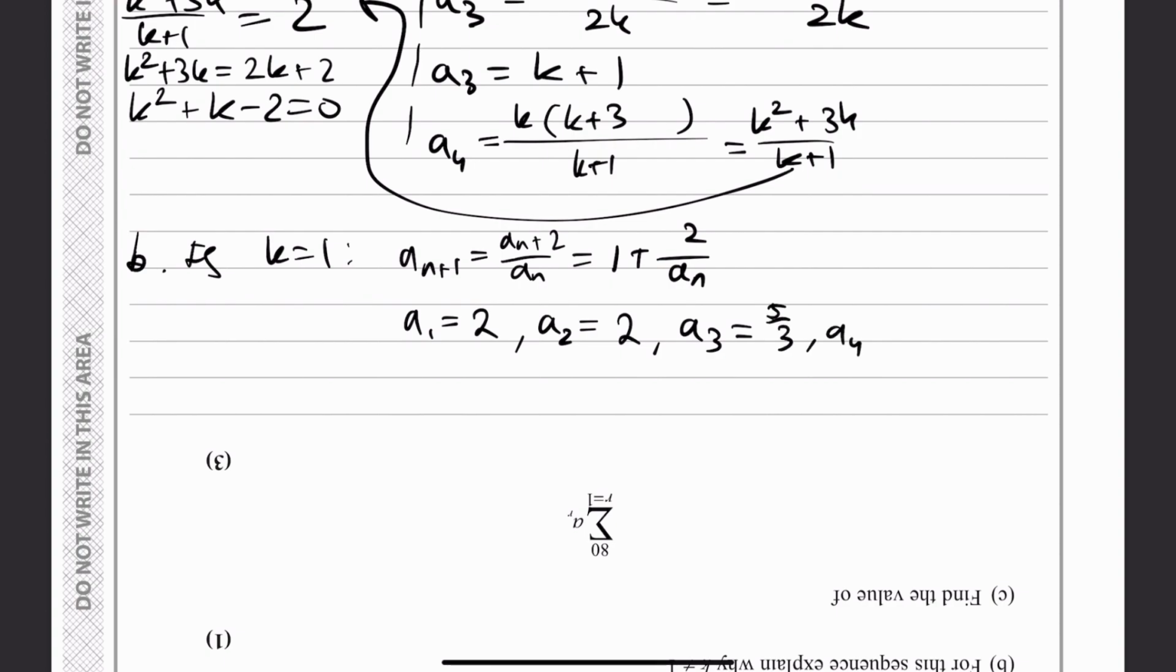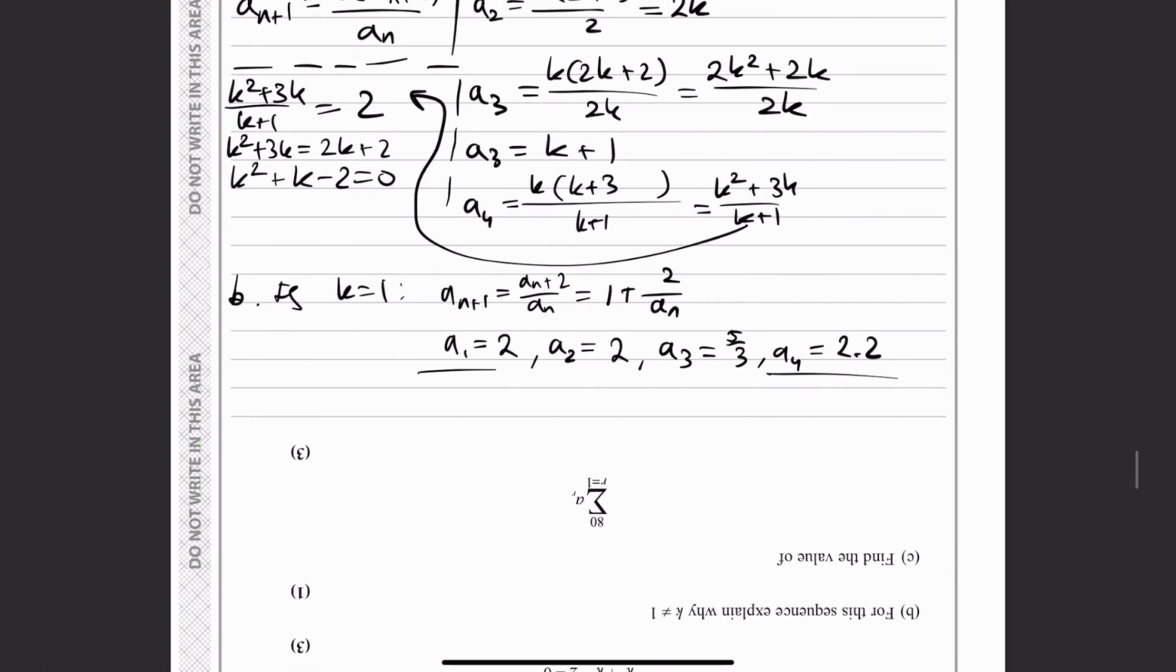A4, let's see if I can do this. So 1 plus 2 over 5 over 3, so 1 plus 6 over 5. And what's that? 1 plus 6 over 5 is like 2.2. So you can see that it's not really going to be periodic. Actually, I can just prove it like this, because A4 is not A1, so it doesn't have order of 3. That's what I need to do, I think.